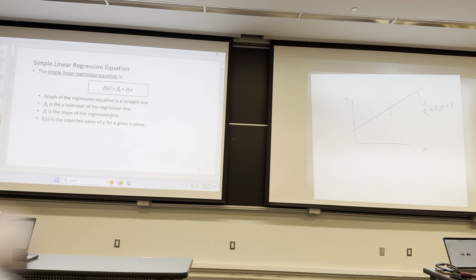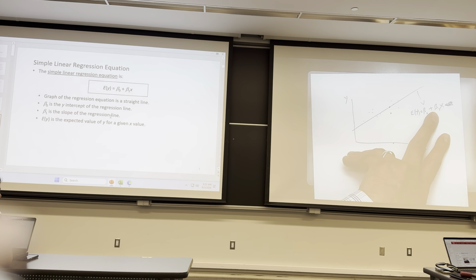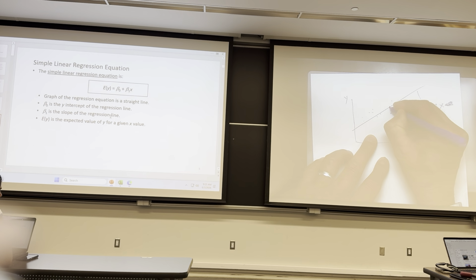Okay. Now, what you see over here is the expected value of y is equal to intercept plus b1 times x. Okay, that's what you're seeing over here. This thing over here is the expected value of y. It's not the actual y value. The actual y value is this. To the expected value of y, you add or subtract the error term to come to the actual value.